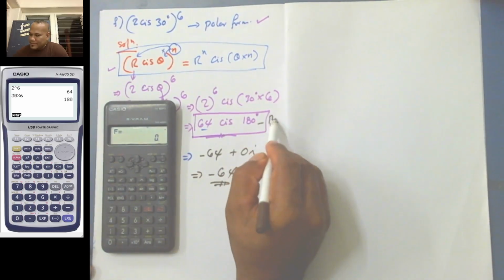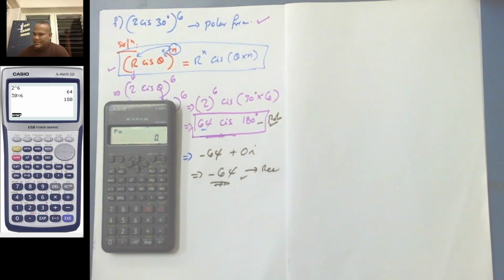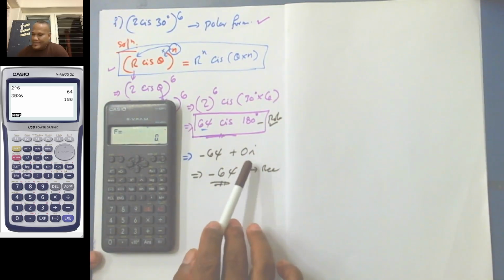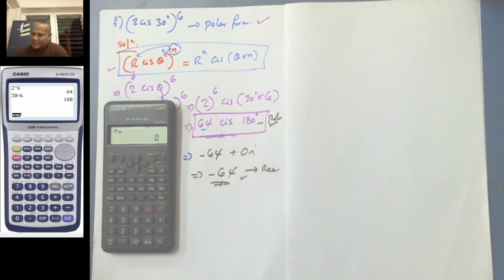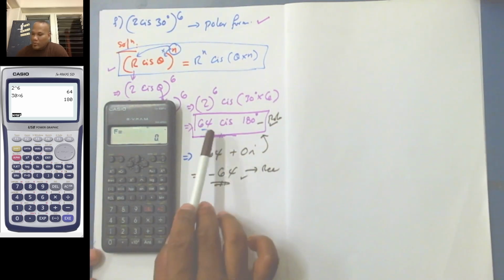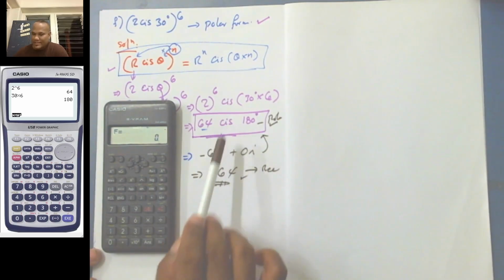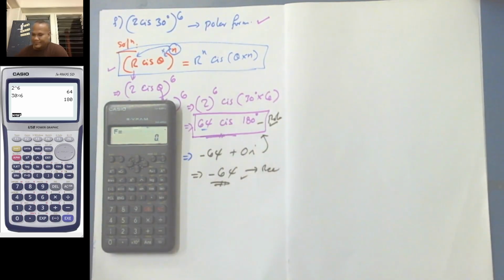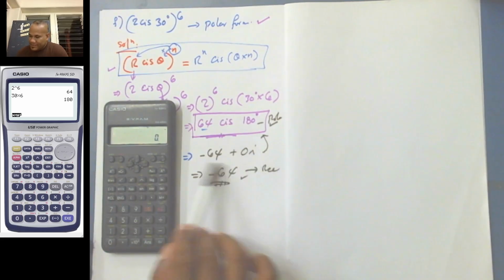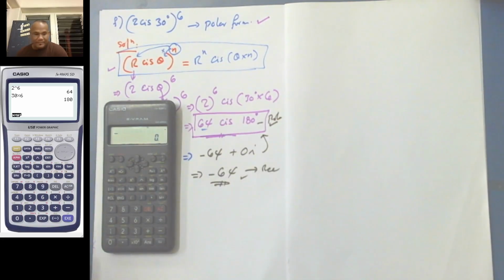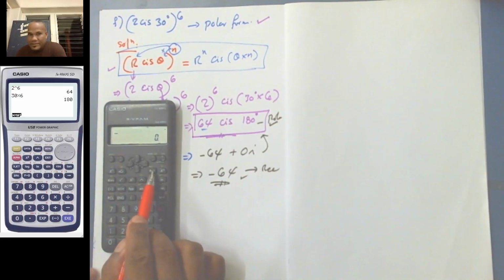This is my answer in polar. Okay, let's check if this is rectangular. Let's go back and check if this is the rectangular form of this. Let's check, convert this rectangular back to polar. So that means we press, this is our rectangular, whatever comes first. So we say Pol. Let's use my red pen. Okay, press Pol.